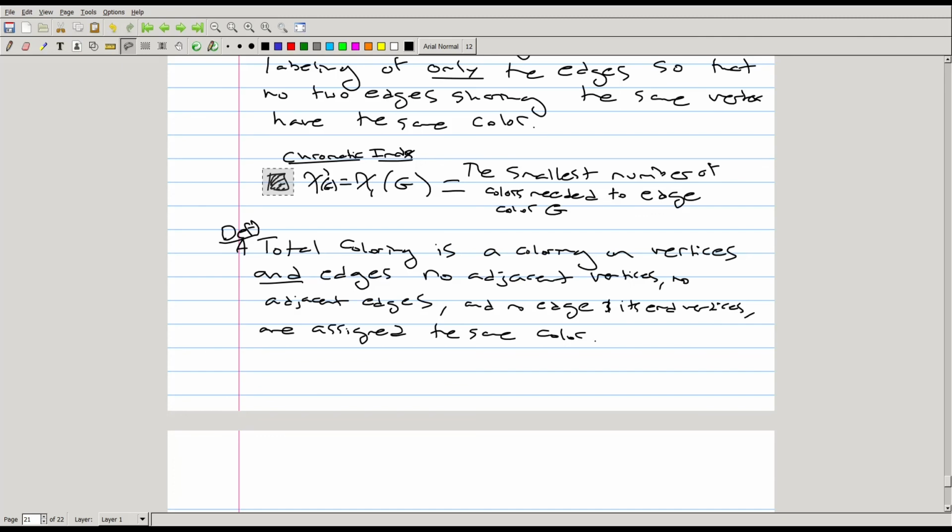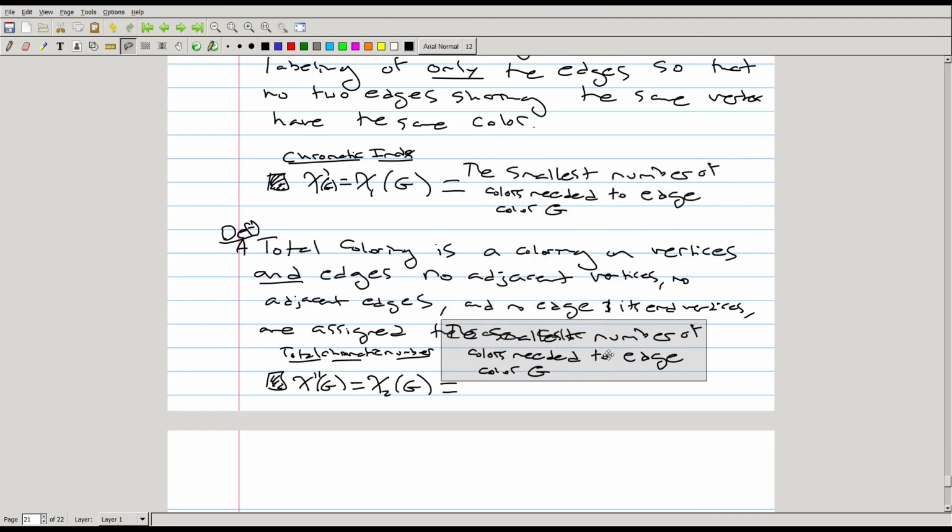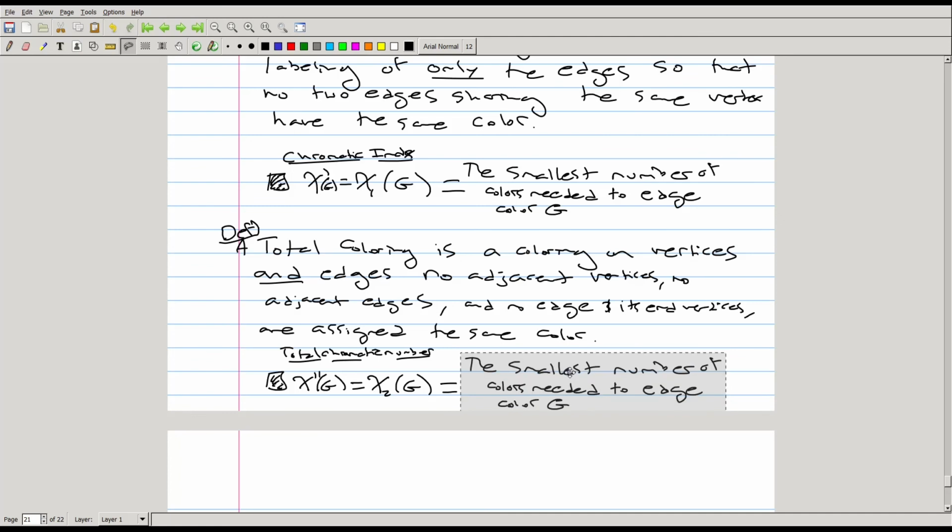And this concept leads to another invariant term, the total chromatic number, which is denoted by chi prime prime of G or chi 2 of G. And just like the previous two, this is the smallest number of colors needed to total color G.